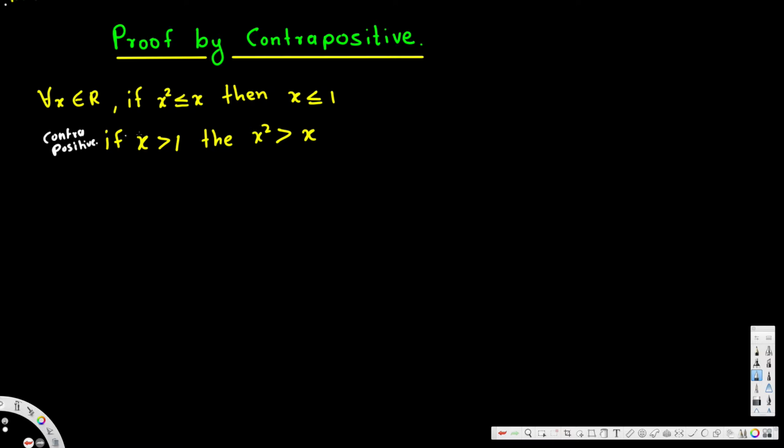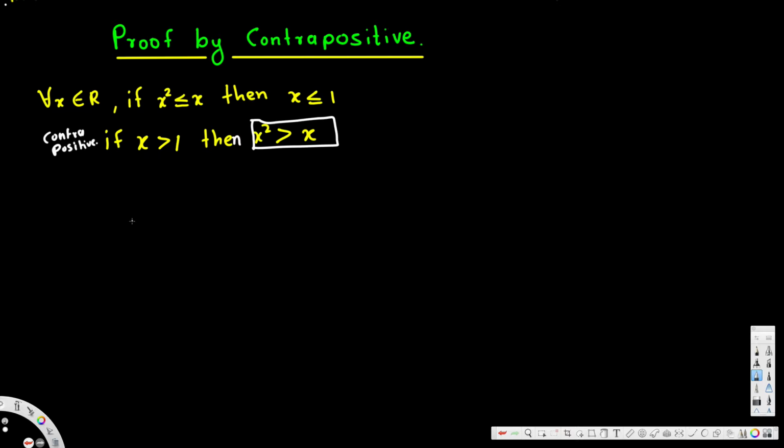Now after we find out the contrapositive, we just have to prove this one. We don't have to worry about the first term. If we can prove this one, then the original is also proved, because the contrapositive and the original statement are always the same. So if you prove the contrapositive, it automatically means this is also correct.